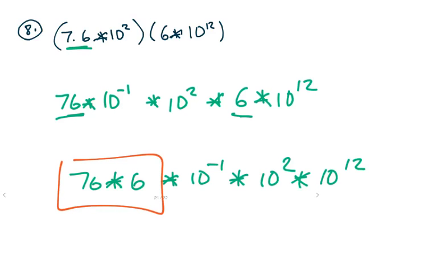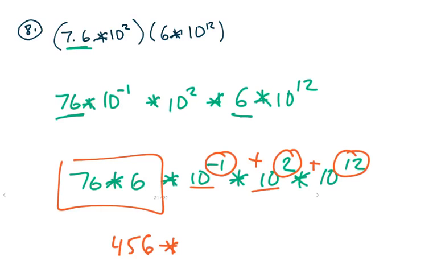So 76 times 6 is going to be 6 times 6 is 36. 42 plus 3 is 45. And then we're going to clean this up. So negative 1 plus 2 plus 12. Again, because the bases are the same, we can combine the exponents. 2 plus negative 1 is 1. 1 plus 12 is 13. So 10 to the 13.